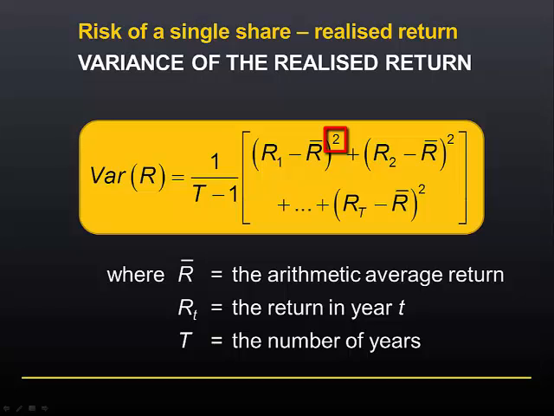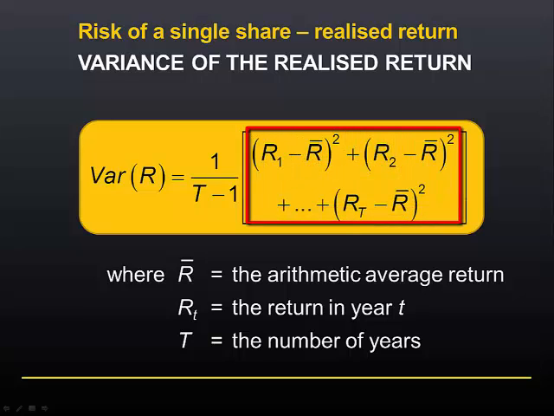If the difference was negative, because R1 is less than the average, and we added up the differences, the positives and negatives would cancel out and the variance would be zero. By squaring the differences, and later taking the square root of the variance to get the standard deviation, we turn negative differences into positive values, and we can therefore measure the total amount of variation above and below the average. We then add up the squared differences and divide by capital T minus 1, where T is the number of realized returns.